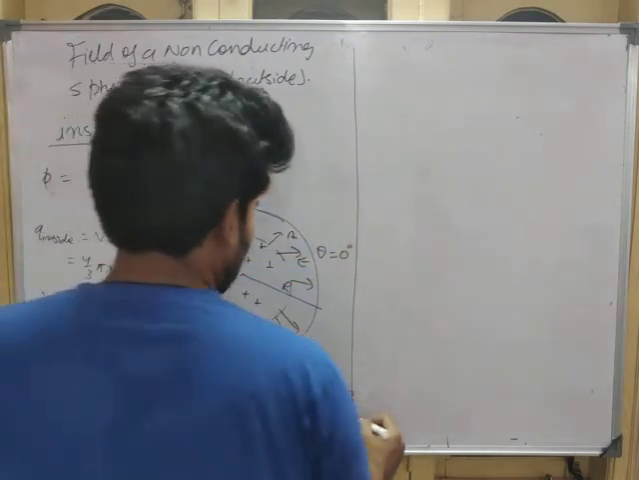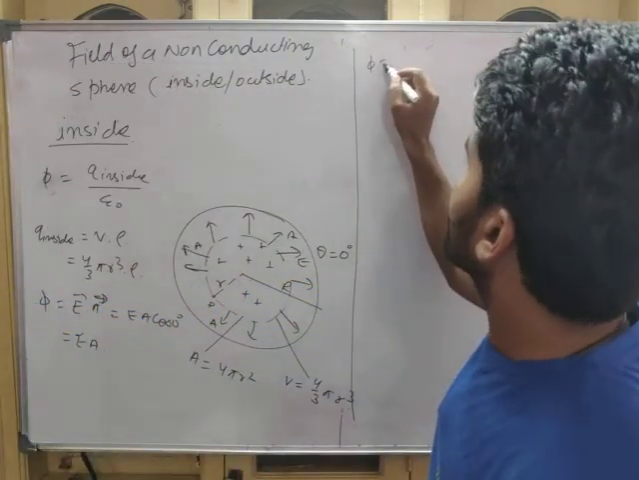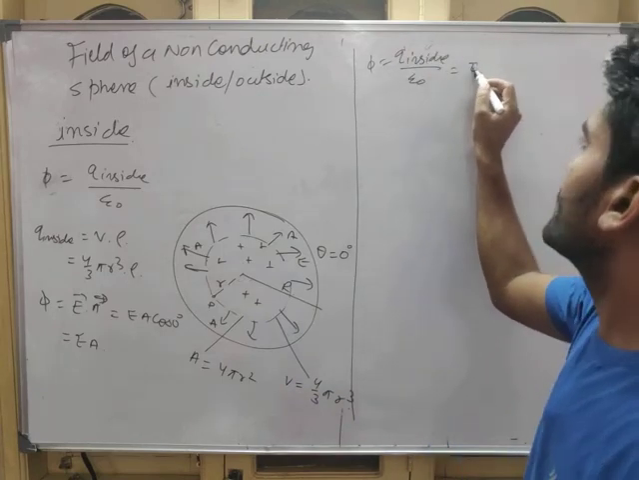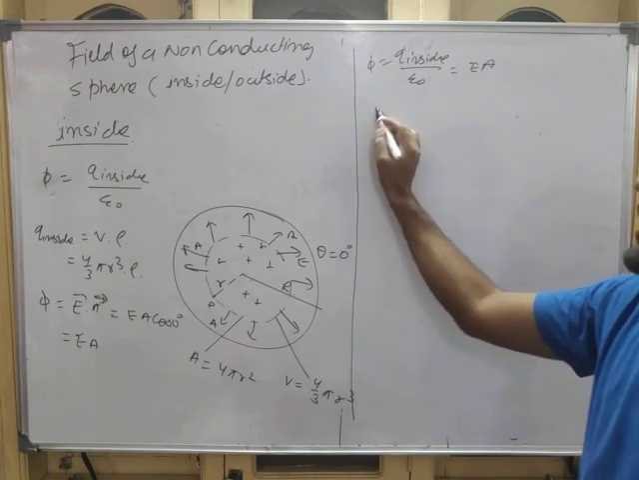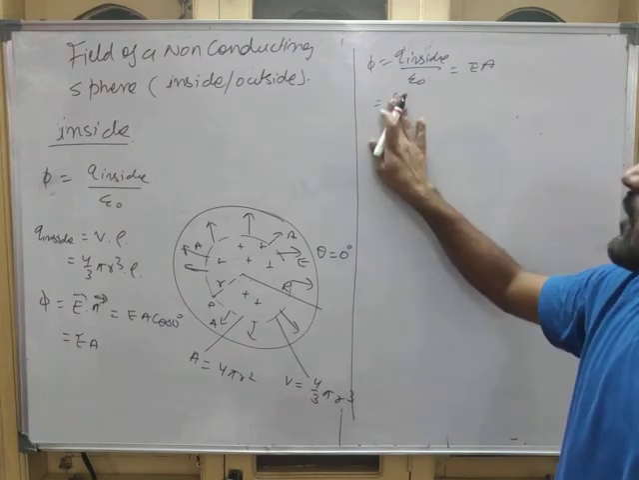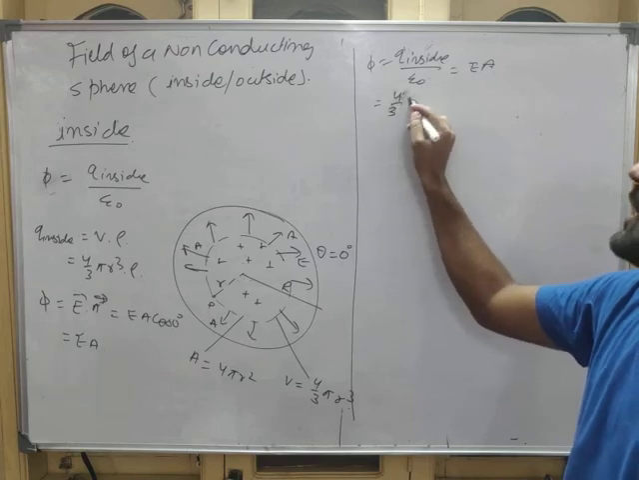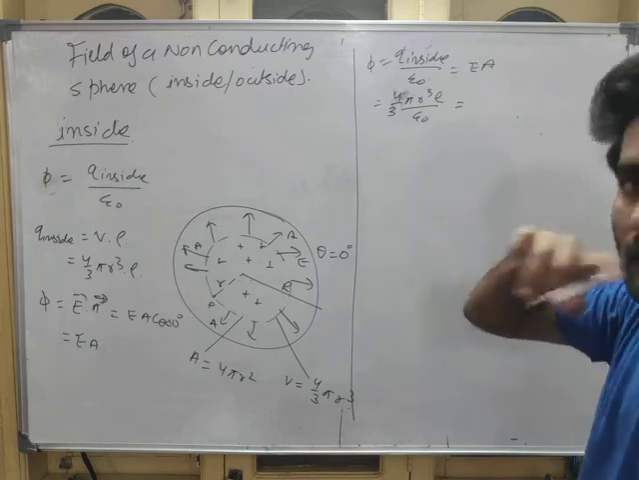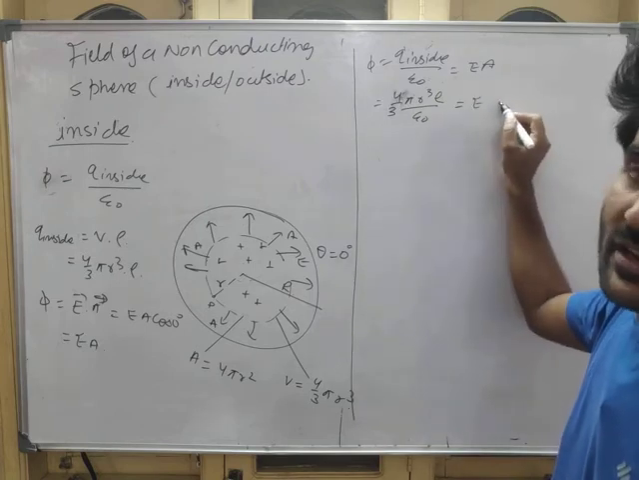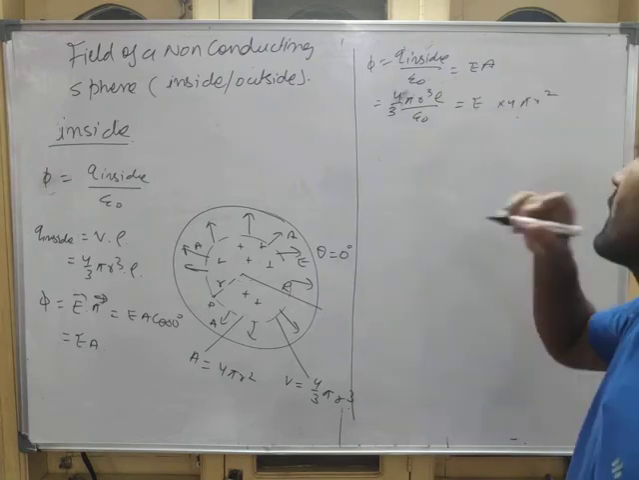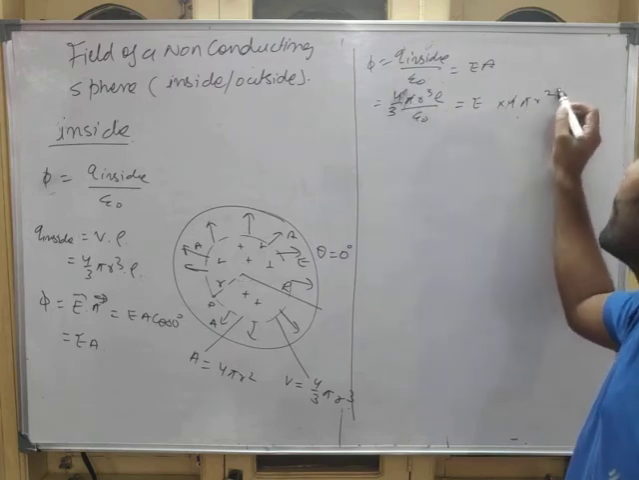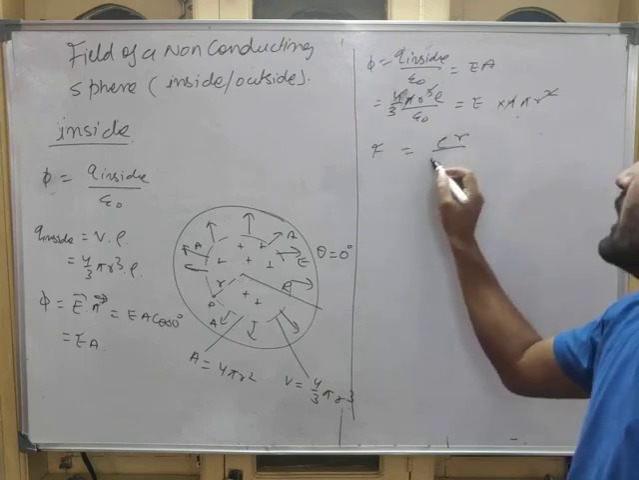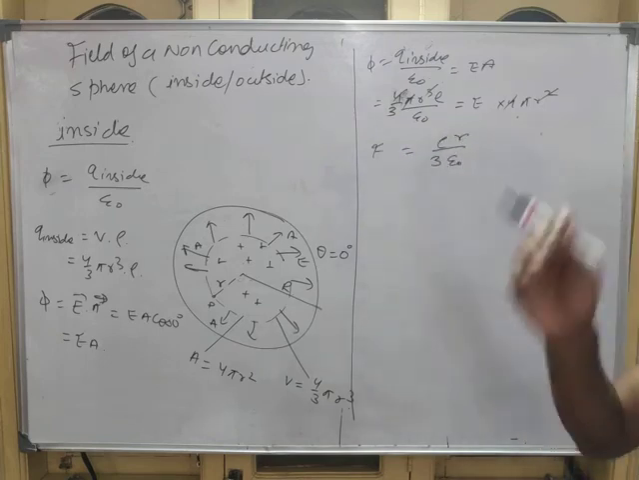Now phi equal to Q inside by epsilon naught is equal to EA, right? So Q inside is 4 by 3 pi r cube into rho, divided by epsilon naught, is equal to E into the area, 4 pi r square, right? If you see, the 4 pi and the r square cancel here. So E is equal to rho r by 3 epsilon naught.